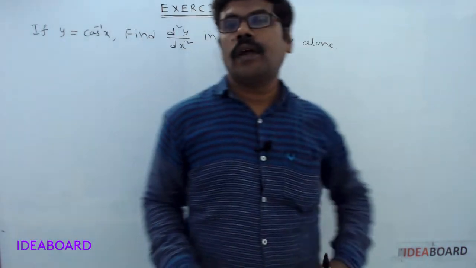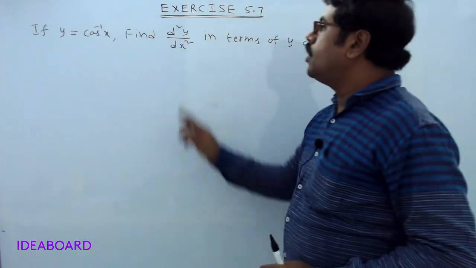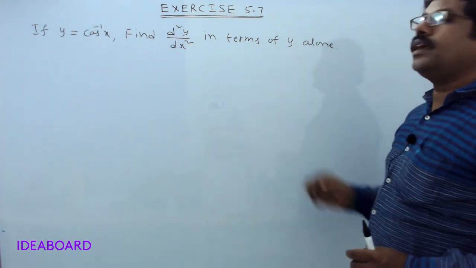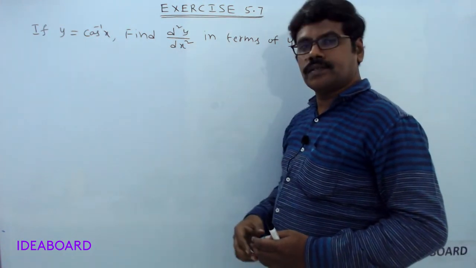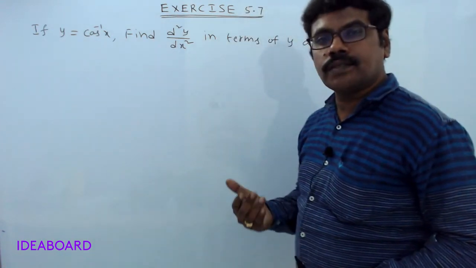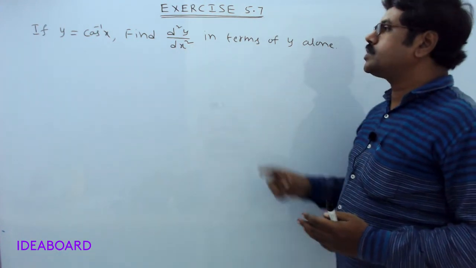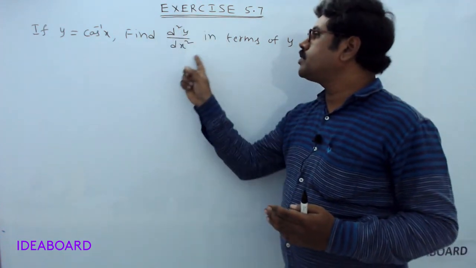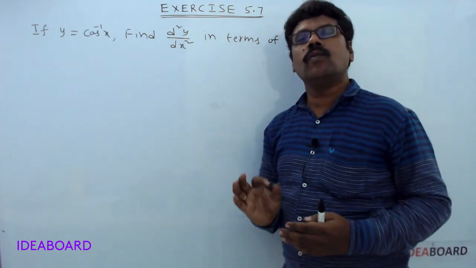Now come to the next problem. If y equals cos inverse x, find d square y by dx square in terms of y alone. Again, we need the value of d square y by dx square. It means we differentiate the function y 2 times with respect to x. Here observe the given statement: d square y by dx square value in terms of y alone. So it means your d square y by dx square value is completely in terms of y only.